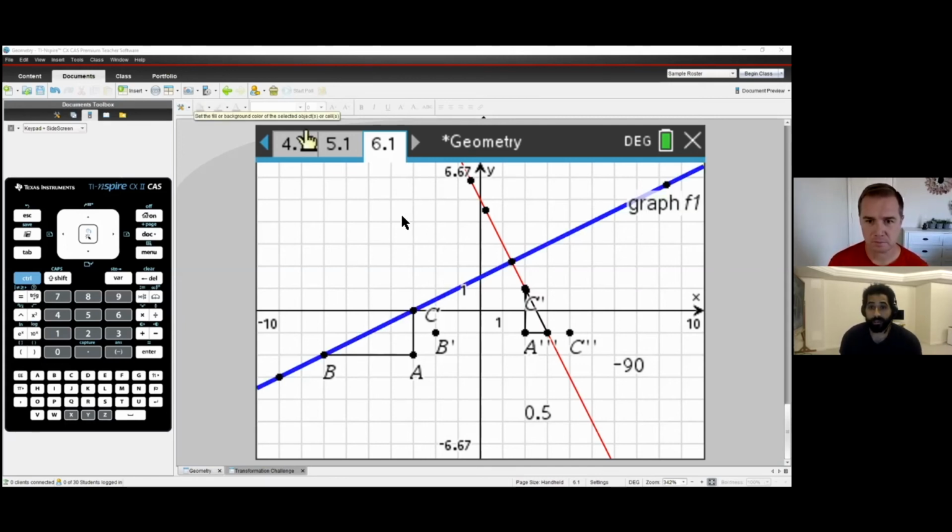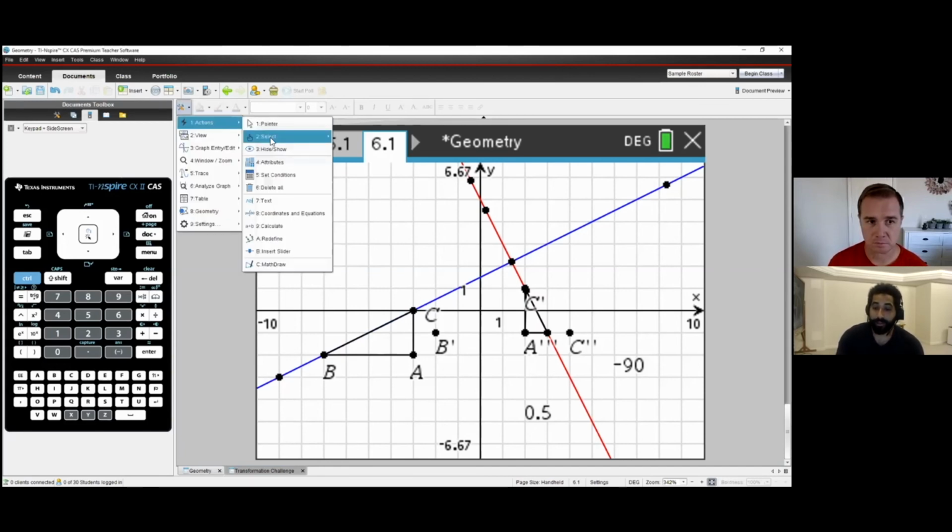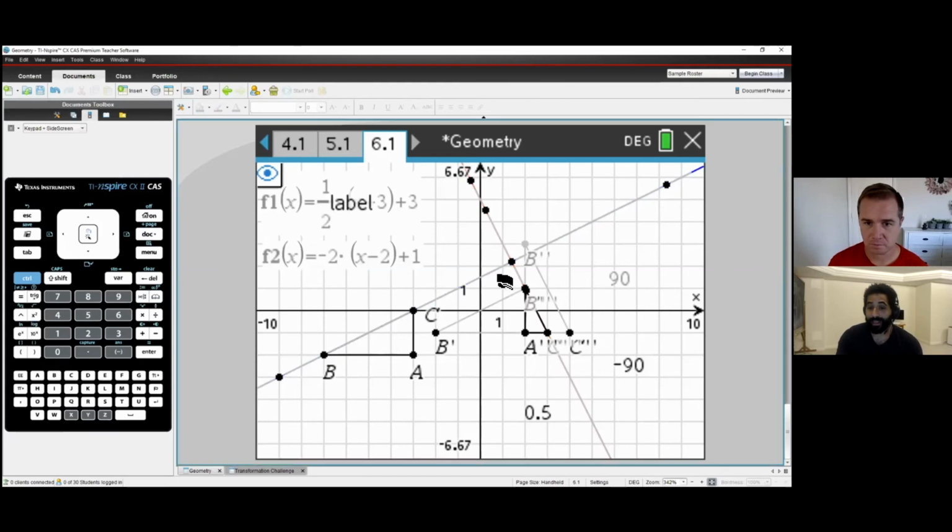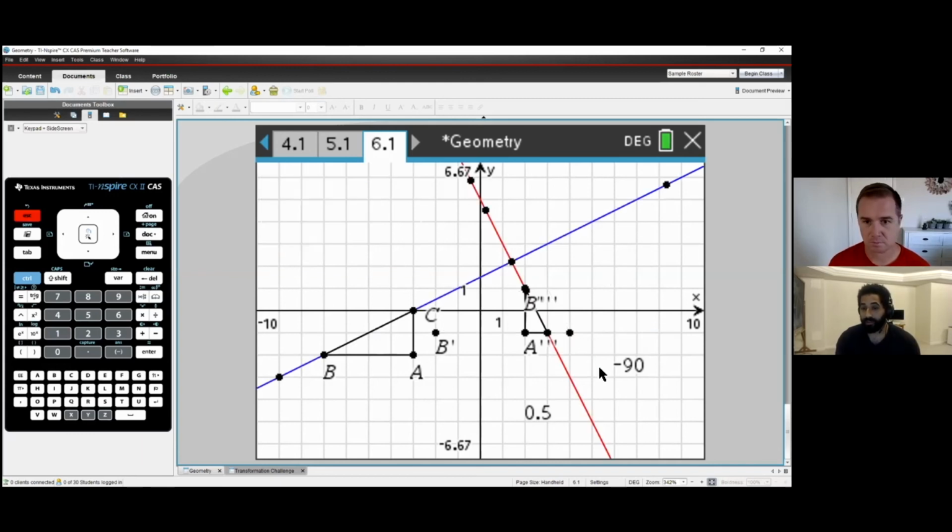And so what this tells us is that for the slope formula for this red line, we're actually flipping the x length and the y length. Now for the blue line, the slope is the length of AC over the length of AB. Once we change to the perpendicular line, what we want is the length of A triple prime B triple prime, divided by the length of A triple prime C triple prime.